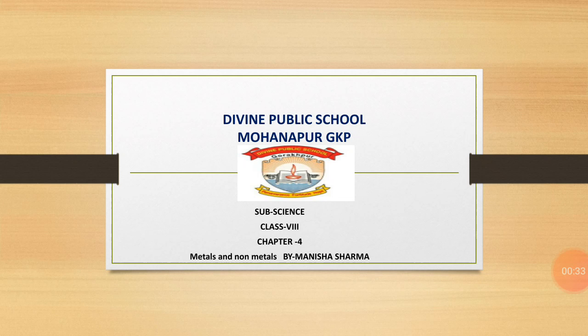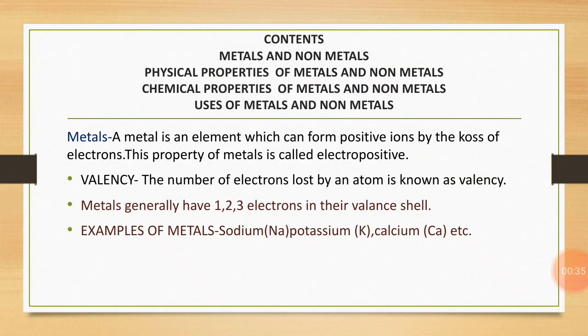Topics are: first topic is metal and non-metal. Second is physical properties of metals and non-metals. Third is chemical properties of metals and non-metals. And fourth one is uses of metals and non-metals. So we are going to discuss all the topics one by one.